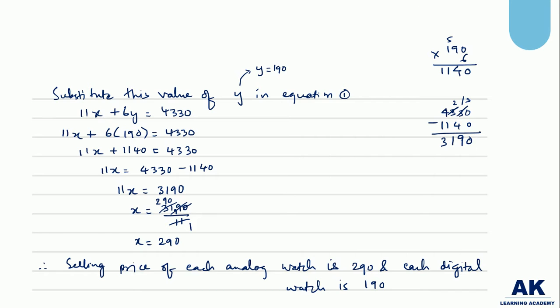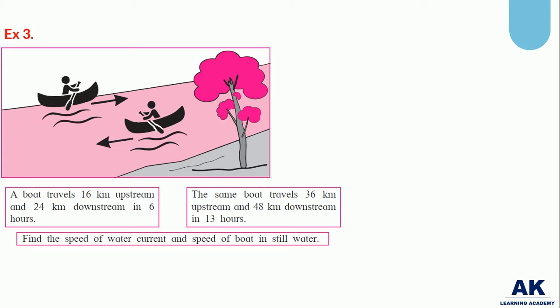Now let's solve the third example. A boat travels 16 km upstream and 24 km downstream in 6 hours. The same boat travels 36 km upstream and 48 km downstream in 13 hours. Find the speed of the water current and the speed of the boat in still water.